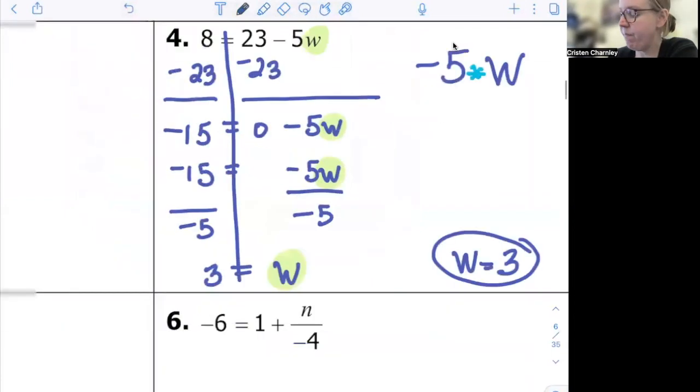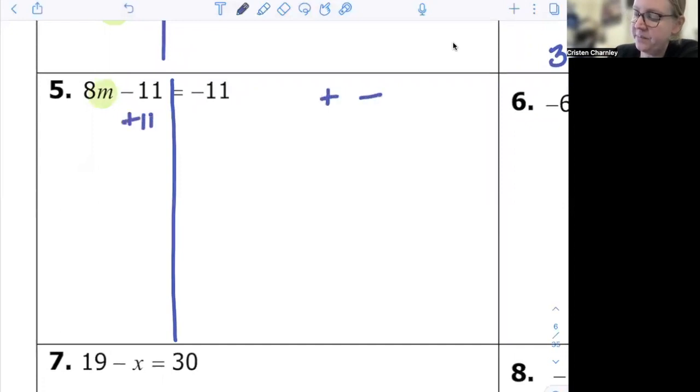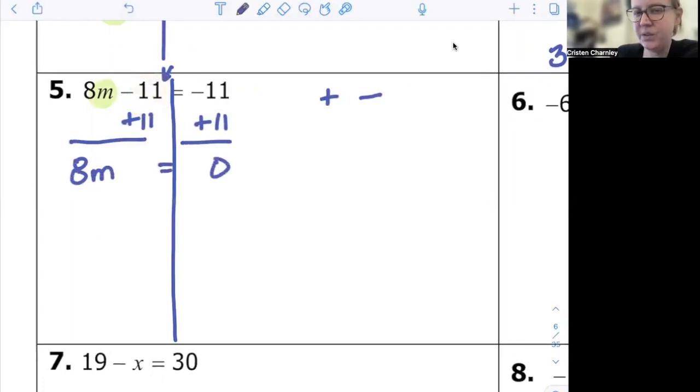All right, very good. Number 5. Our job is to get M by itself. That's the variable. We're going to draw a line. What do we have to move first? Remember, we're doing add and subtract first. So add 11. This 11 over here is the one that's on the same side as the m. So that's the one that we're moving. So 8m is equal to 0. That's okay. We don't have to write the 0 on the left because we're solving for the variable. But you do want to write the 0 on the right. I'll divide both sides by 8.